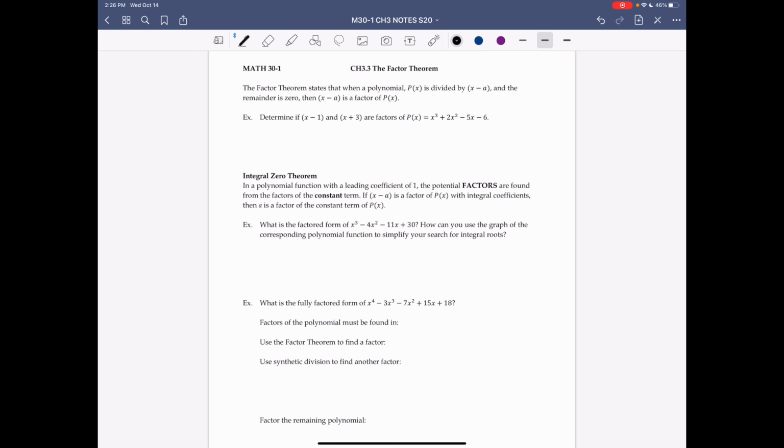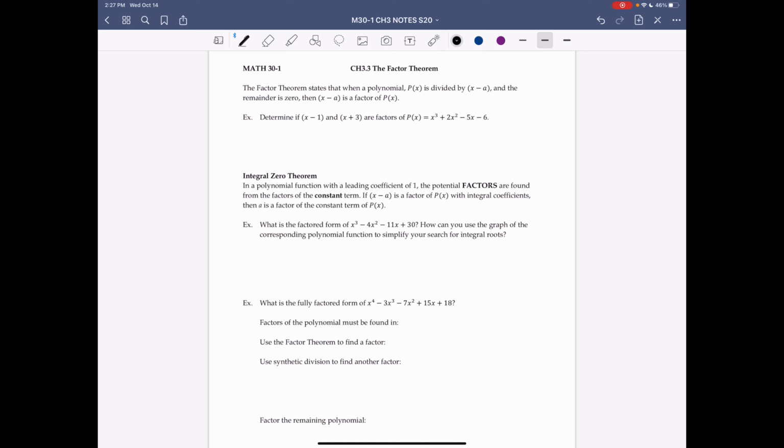Chapter 3.3, the Factor Theorem. The Factor Theorem states that when a polynomial p of x is divided by x minus a and the remainder is 0, then x minus a is a factor of p of x.